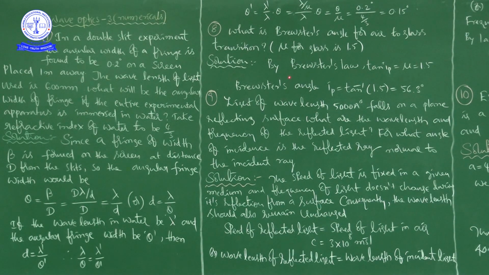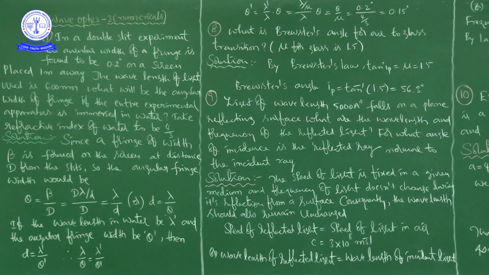So here they have given the refractive index, that is 1.5. So by Brewster's law, tan iP is equal to mu, which is equal to 1.5. Mu is the refractive index for glass, right? He is asking what is Brewster's angle, so we have to find iP. So iP is equal to tan inverse of 1.5.